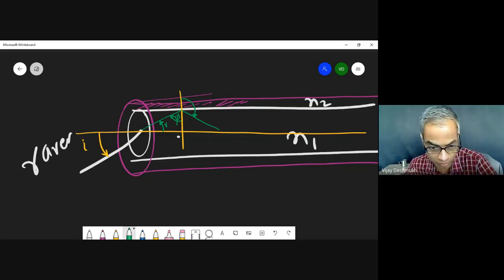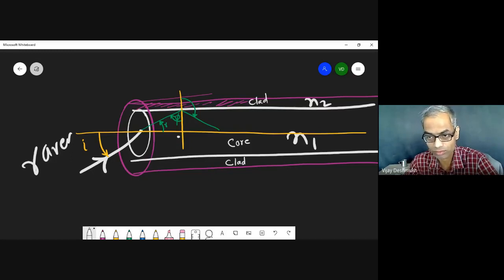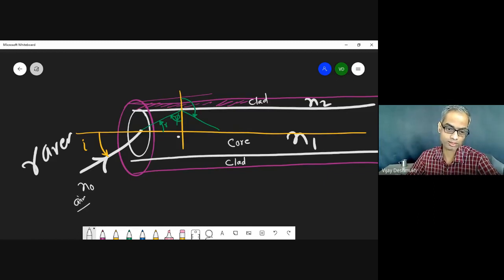फिर से एक बार देखो. The white light, the light shown by the white color is incident light. This inner cylinder is the core, and the outer cylinder is clad on both sides, this one and this one. So the refractive index of core is N1, refractive index of clad is N2, and outside it is N0, the air. Outside is the air or any other medium which is rarer.